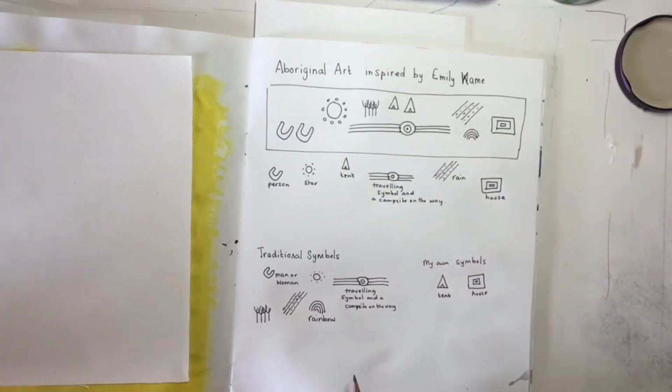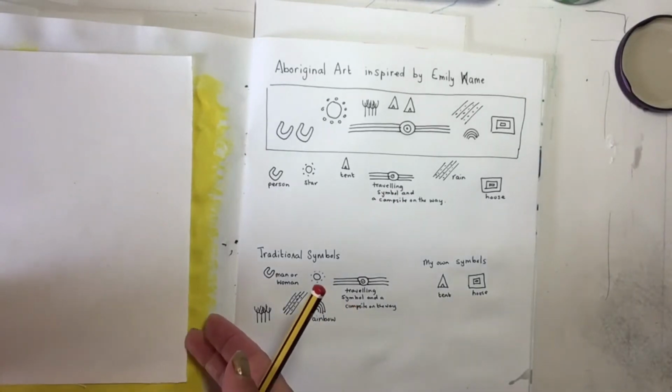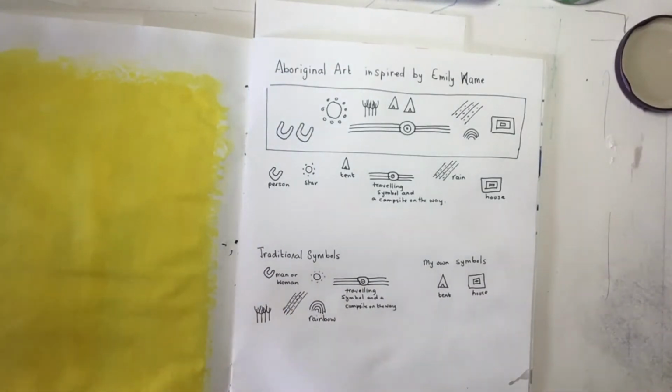So make up some little stories like that in your sketchbook. And that's the end of activity 1. So now we're going to move on to painting.